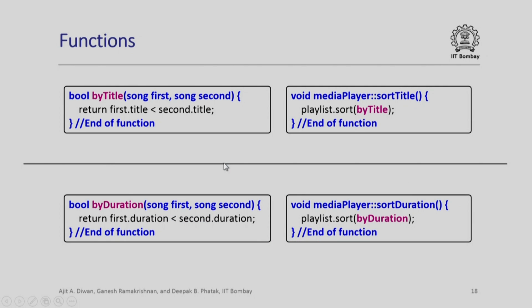The remaining functions are very straightforward. So, if I have, let us say, by title, I want to sort something. So, here I have playlist.sort by title, and you will notice that by title is here. So, it will return first.title less than second.title. This is the kind of comparison that is being made for sorting this. Exactly the same sorting is implemented here when I want to sort by duration. Here I have by duration instead of by title, which will implement exactly the same logic for duration.